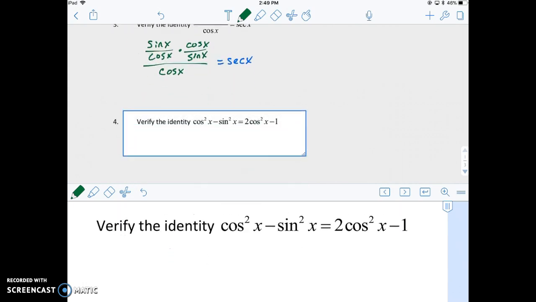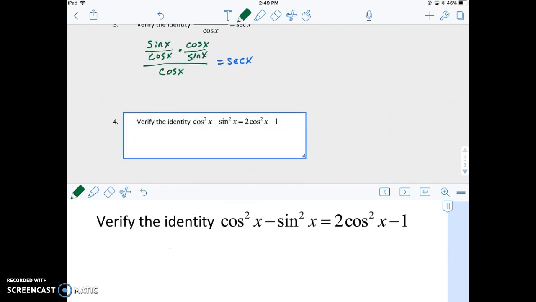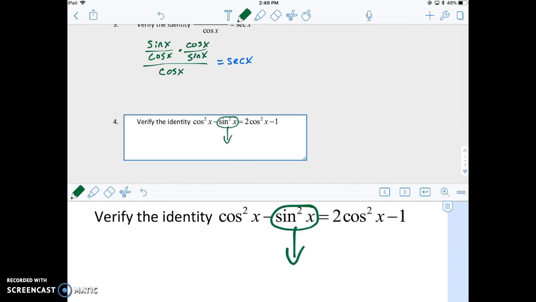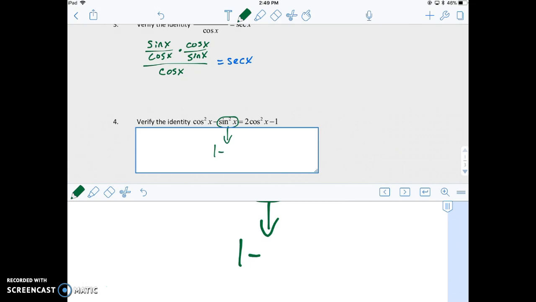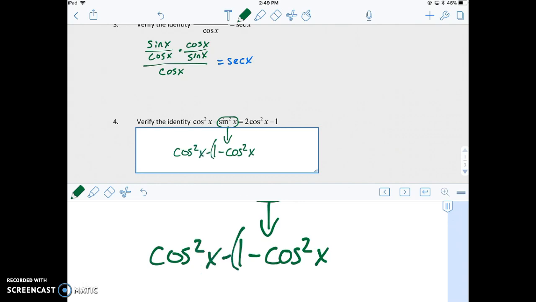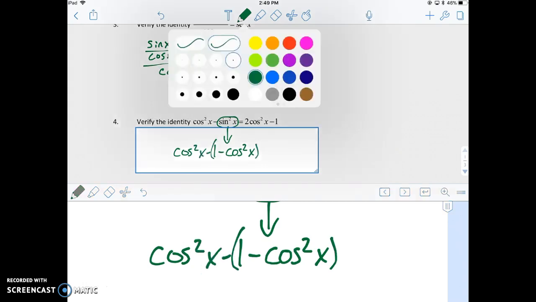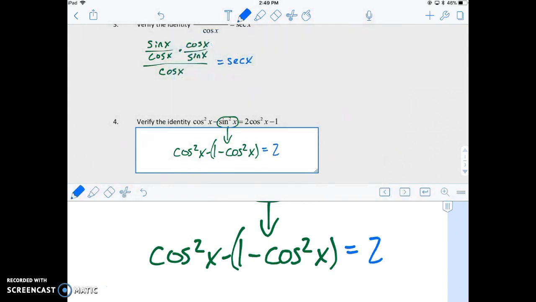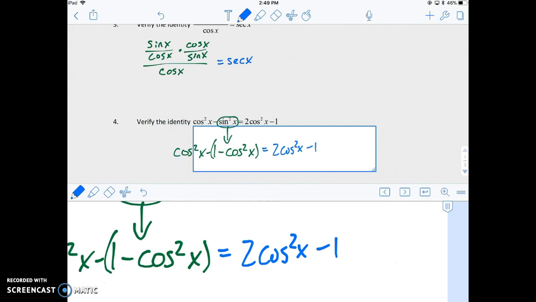For question 4, the first step I would suggest is, if you notice on the right side we only want cosine squareds. On the left side we have cosine squared and sine squared. So we want to take that sine squared and turn it into 1 minus cosine squared. That's one of our Pythagorean identities. So then we'll still have cosine squared minus all this, which will equal 2 cosine squared of x minus 1. And again, you know you're done once the left side matches the right side.